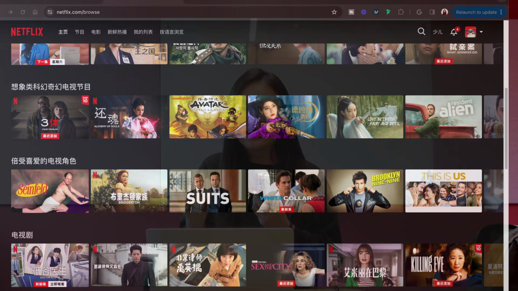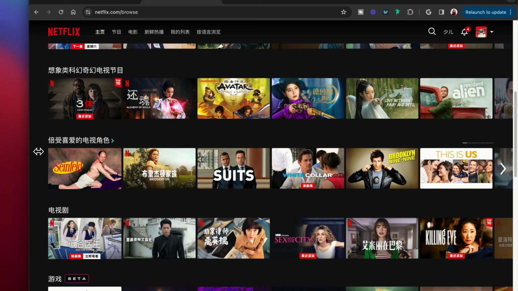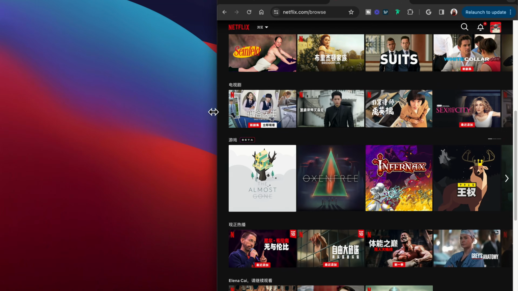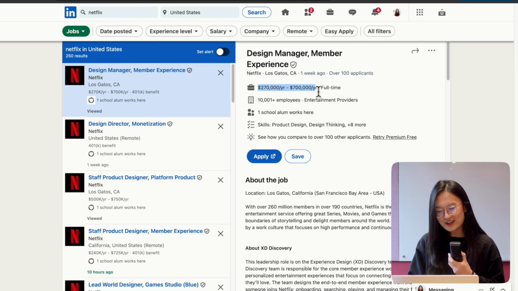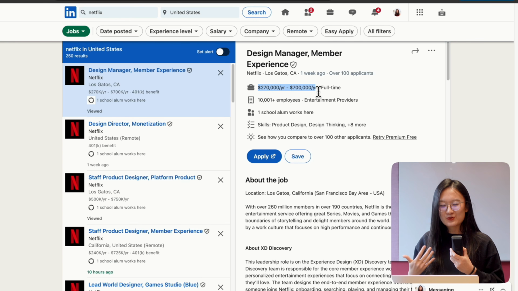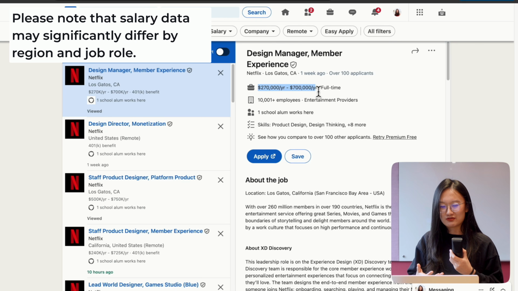Now, let us take a guess on which company pays their designers really well. I don't know if you know this, but Netflix is actually a company that pays their designers very well. Netflix is famous for hiring good designers who can manage themselves. And you can see the salary range is huge. But based on what I've heard, designers usually get around 300 to 400K a year.